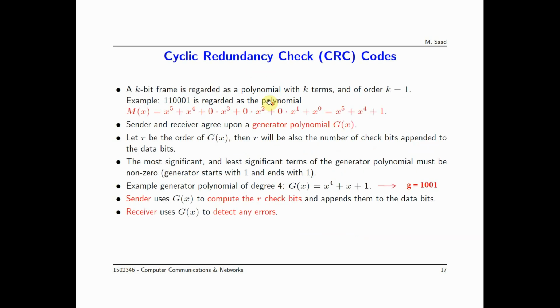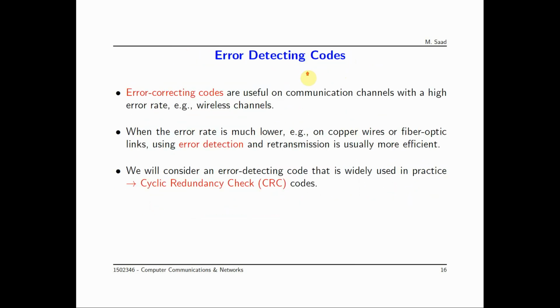Before we start with an actual error detecting code called the cyclic redundancy check, CRC, let's have a quick comparison between when it is useful to use error correcting codes versus error detecting codes. Now, what is the trade-off between the two?